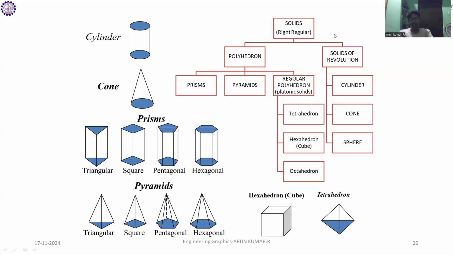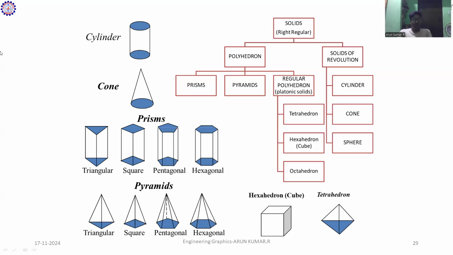Okay, and the hexagon, is it okay? But we consider the hexagon also. But the remaining ones, the tetrahedron and octahedron, we are not discussing. Okay, so the cylinder and cone. So what is the basic difference between cylinder and cone?